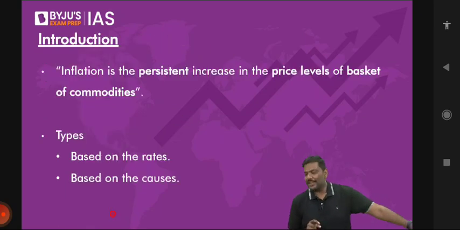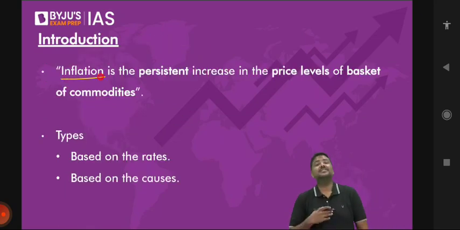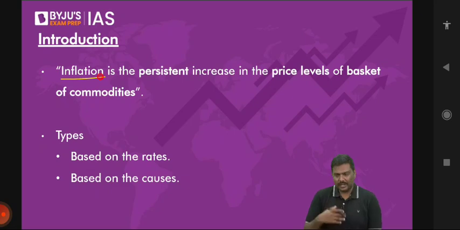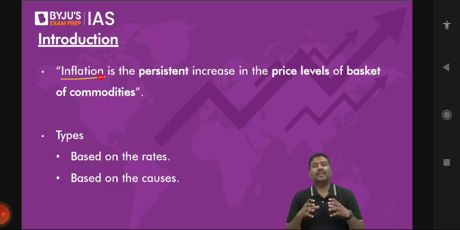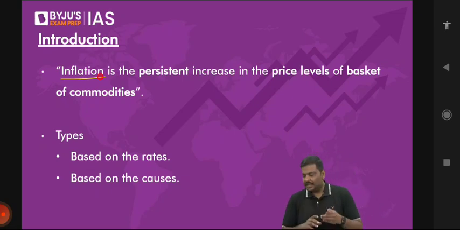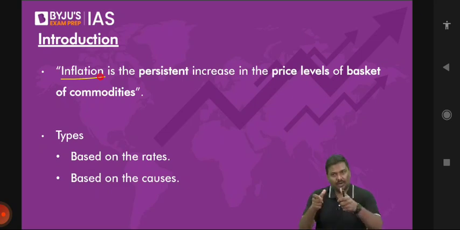Let's start. What is inflation? All of you know this definition by now. Inflation is the persistent rise in the price level of a basket of commodities. I told you last week, whenever you talk about inflation, we are simply measuring by how much percentage the price level of a basket of commodities has increased. Basket means what? A group of commodities.